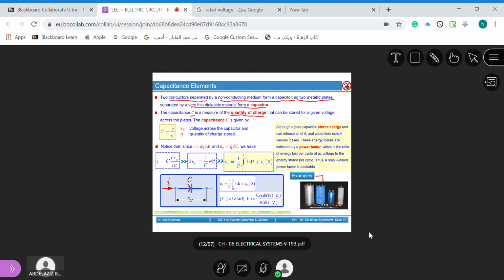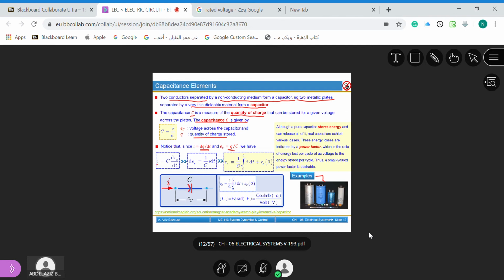So the capacitance is given by C is equal to Q over EC. Q is the quantity of charge, divided by the voltage across the capacitor. The equation for that is I will be equal to C dE over dt. This is the original equation, but since I is equal to dQ over dt, we can substitute these quantities here, and we get I is equal to C dEc over dt. So the dEc, or the change in voltage, will be 1 over C I dt.